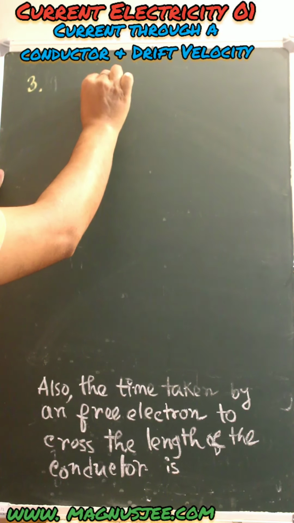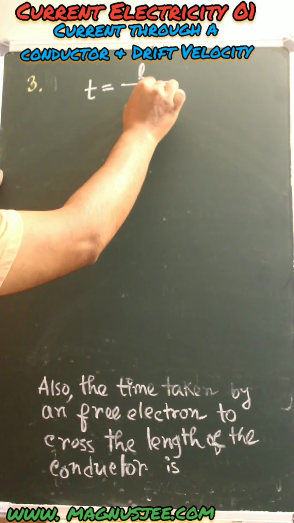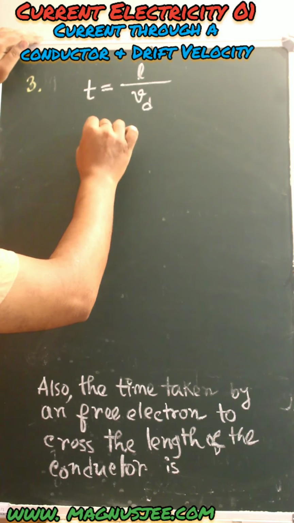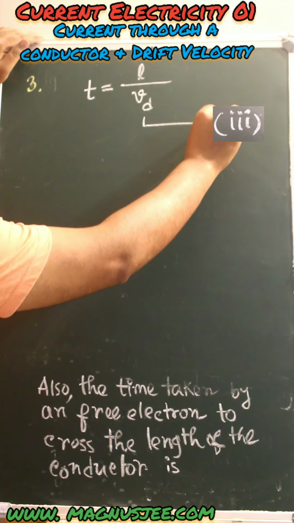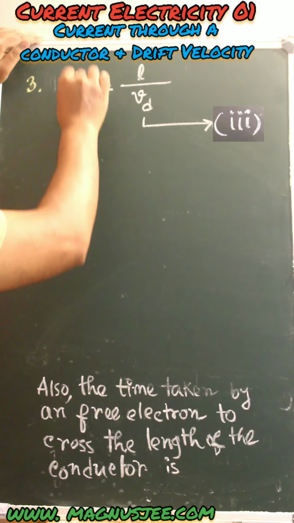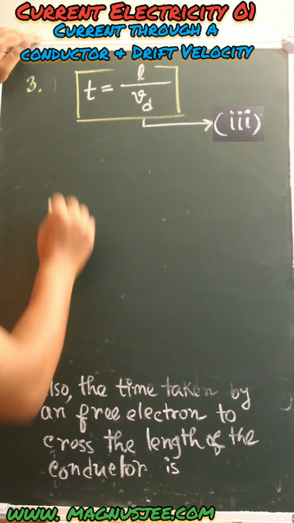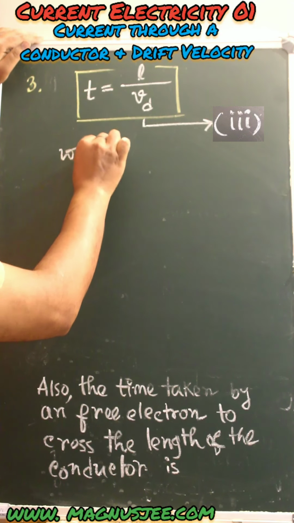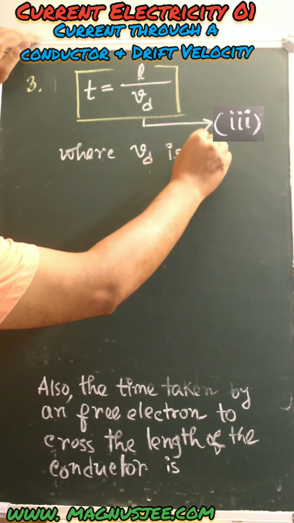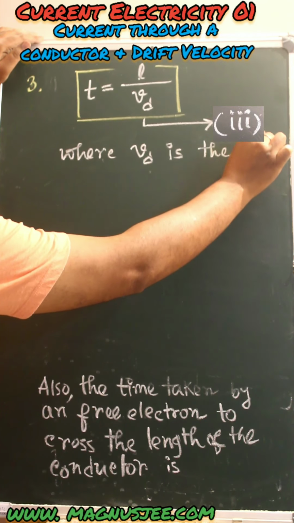T equals distance by velocity. Distance is the length of the conductor L, divided by Vd, where Vd is the drift velocity. T equals L by Vd. This is equation 3.